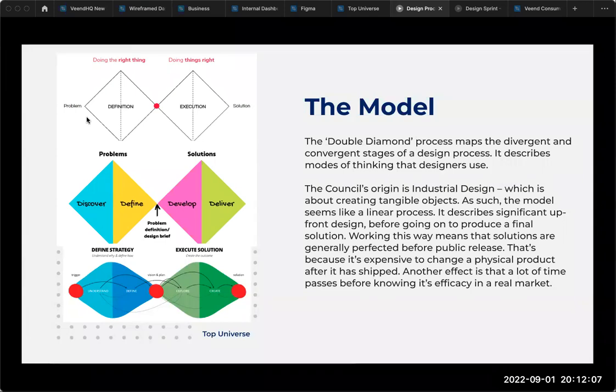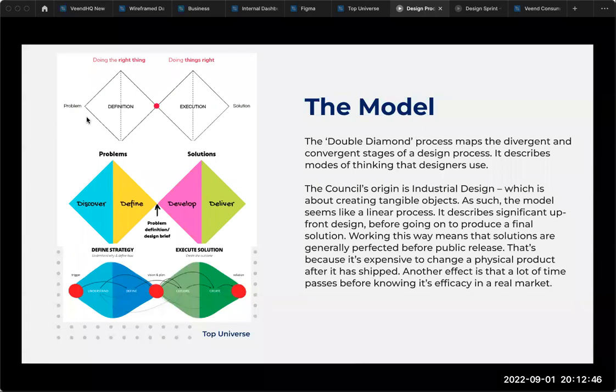So it describes significant upfront design. Just like what we do, we make use of low-fi design, low fidelity sketches to map out what we're trying to work on. We don't just go straight into high fidelity. We try to bring out the skeleton of what we're working on. That's the same thing these guys were doing. They created an upfront design before producing a final solution. Working this way means that the solutions are generally perfected before public release, because it's expensive to change a physical product after it has been shipped.